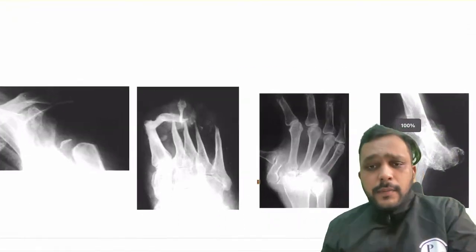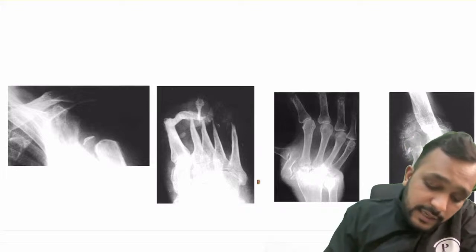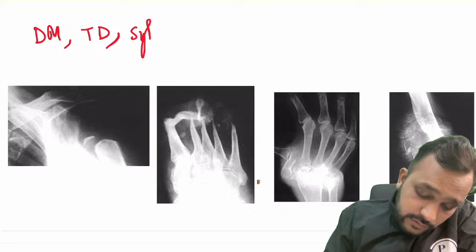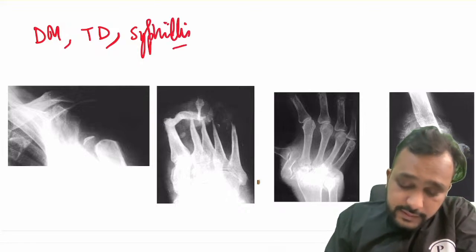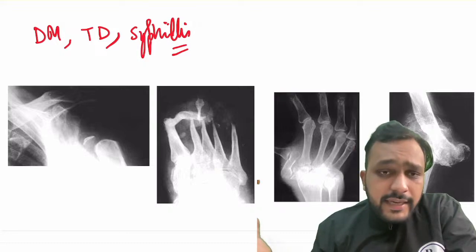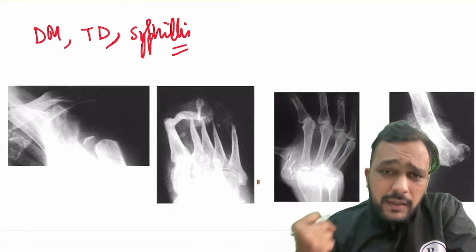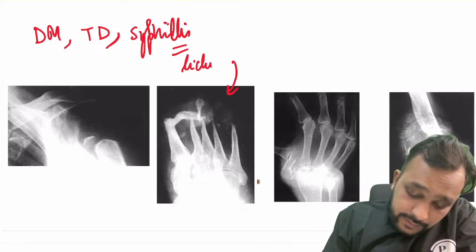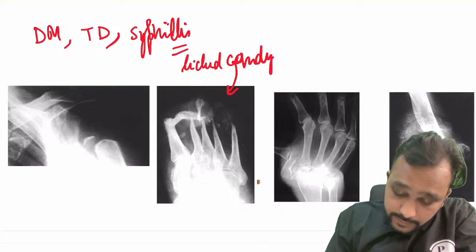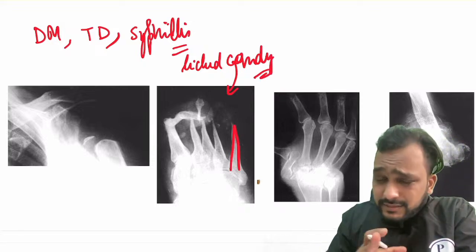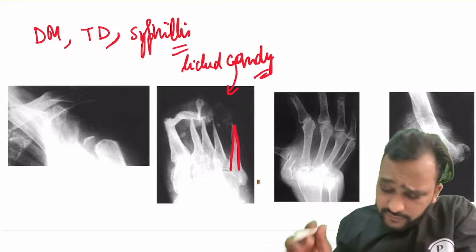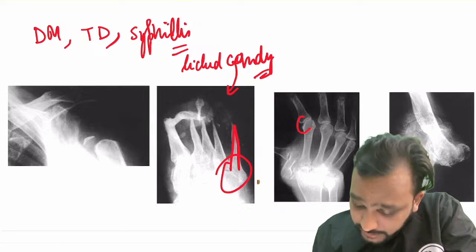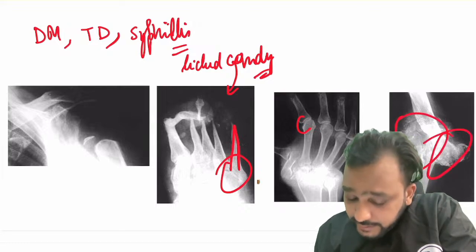Then talking about neuropathic joints, they can be seen in patients with diabetes mellitus, tabes dorsalis, syphilis. Okay, the patient does not have sensations of his foot, right? Because of this there is consistent trauma to the joints, and because of this you can have this licked candy stick appearance, right? In which there is complete destruction of the phalanges, right? You can have disorganized joints, there is destruction of the joint, there is dislocation of the joint.